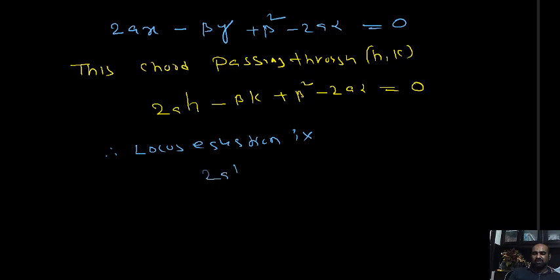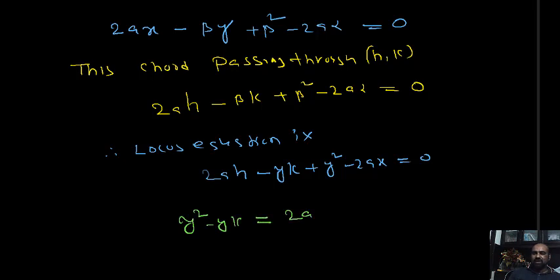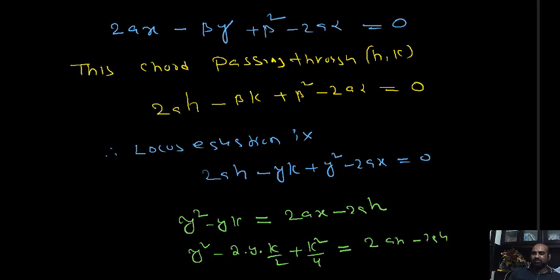Therefore the locus equation is 2ah minus yk plus y squared minus 2ax equal to 0. I want to write it in standard form. Students listen, y squared minus yk is equal to 2ax minus 2ah. Here I want to write y squared minus yk into perfect square form, 2 into y into k by 2, so add k squared by 4 either side: 2ax minus 2ah plus k squared by 4.